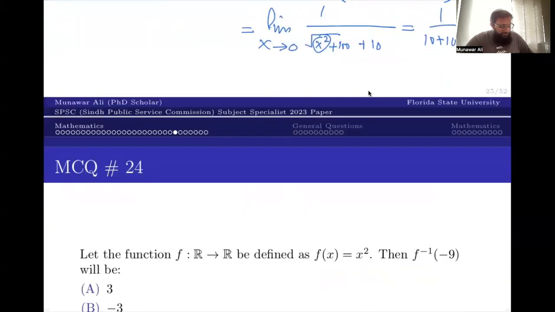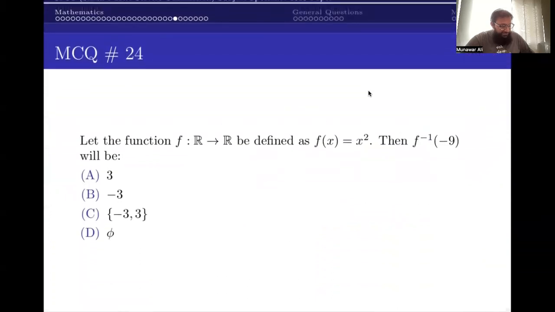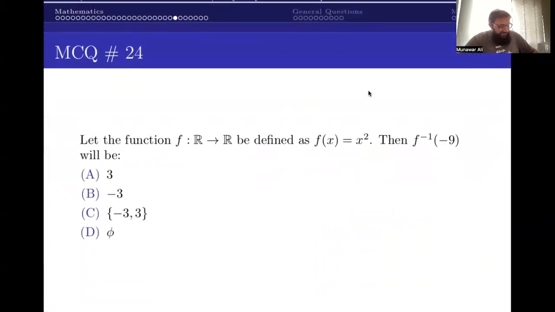Okay, so next MCQ is MCQ number 24. Here we're given a function from R to R, which is defined in this way. We have to find out f inverse of -9. So the first thing is that we have x and it is mapped to x squared. So if you give me 3, my answer would be 9. If you give me -3, the answer would be 9.